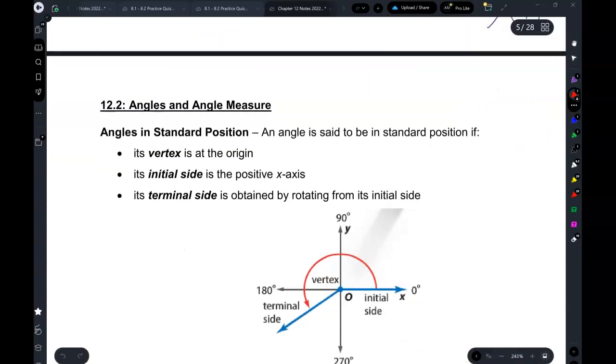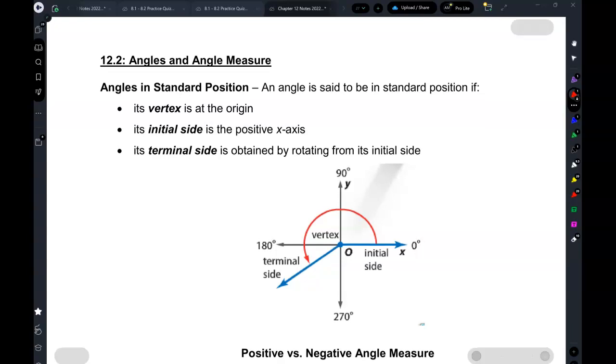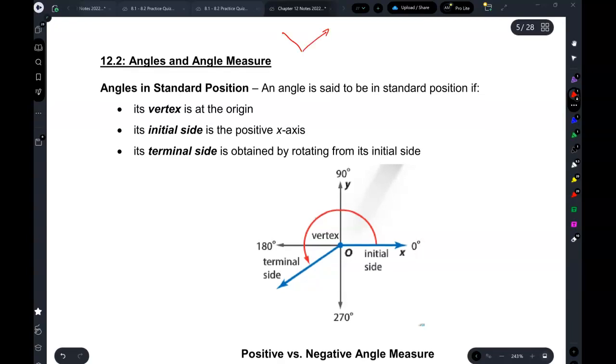So you can have an angle anywhere in space. Like right here, you can create an angle. However, if you take the angle and put it on the coordinate axes, inside a coordinate plane, then you can actually do a lot of different types of measurements with it, right? So let's talk about what an angle is to begin with.